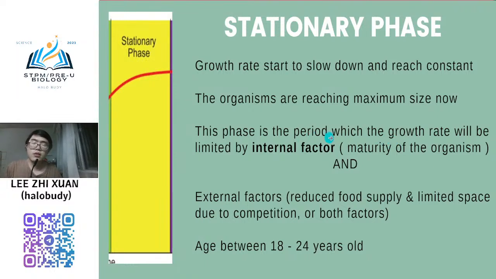And normally in this period the growth rate is limited by some factors. Normally it is an internal factor, where your cells reach maturation so they cannot divide anymore. And also external factors, normally food. Your food or your environment can also reduce growth.